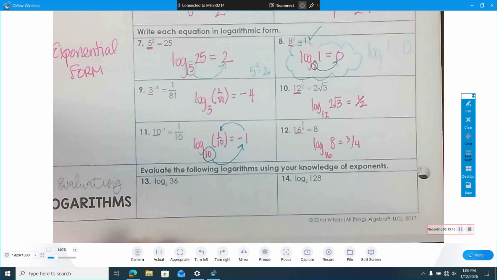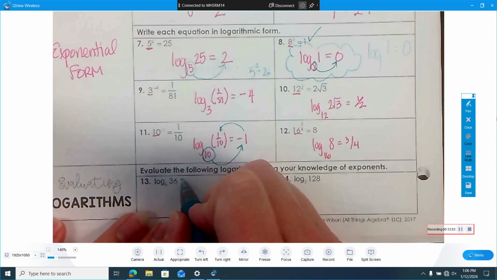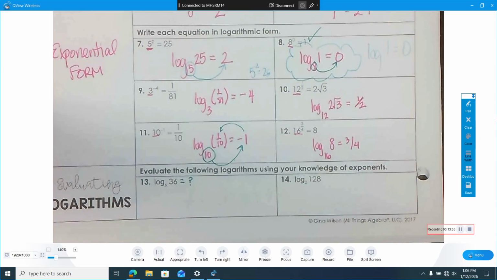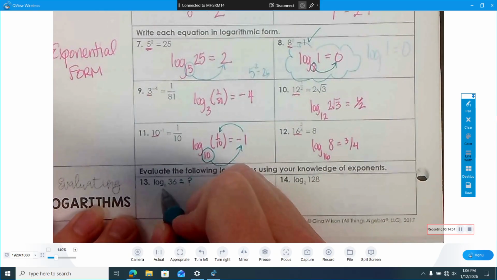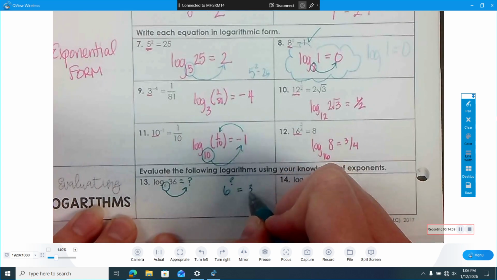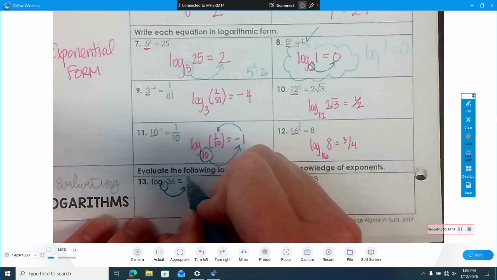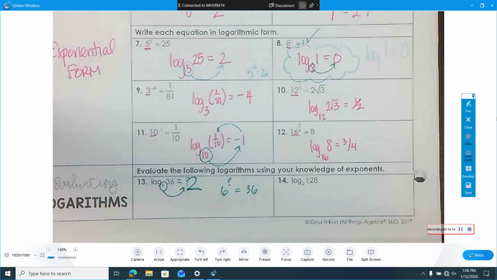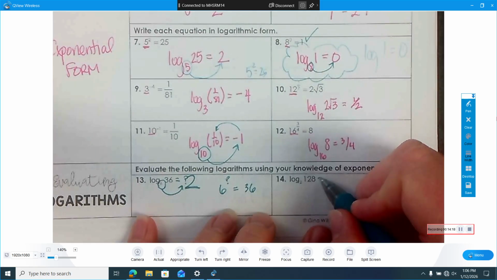All right, now it's your turn to evaluate the logarithm using our knowledge. So this has to equal something. So log base 6 of 36 equals what? Well, I'm going to go back. I'm not great at logs, but I'm better at exponentials. So again, I'm thinking, 6 to what power equals 36? 2, so this is just 2. 6 squared equals 36, all right?